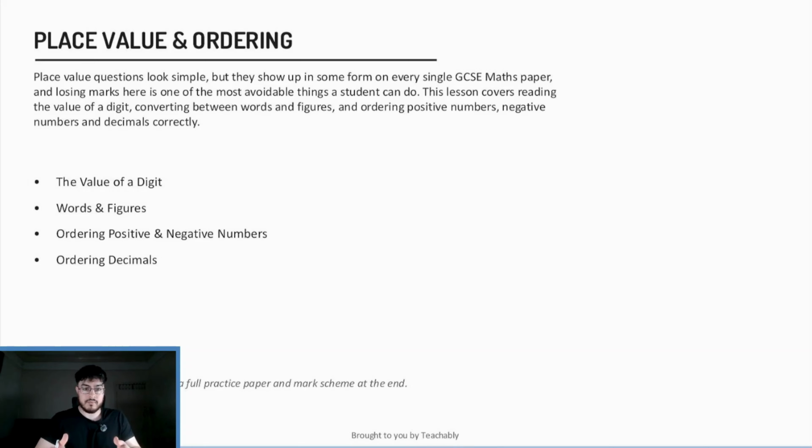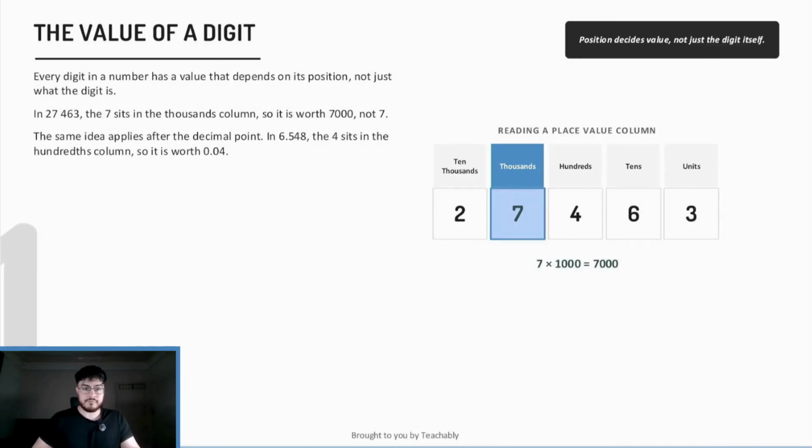As I spoke about in the first subtopic, these are foundations. You might not get a specific question on this topic in your exam, but it's assumed knowledge that you must have so that you can tackle more advanced topics. This is very important to understand before we take your maths to a different level. So like I said, the value of a digit, words and figures, ordering positives and negatives, and then ordering decimals. So let's get into this.